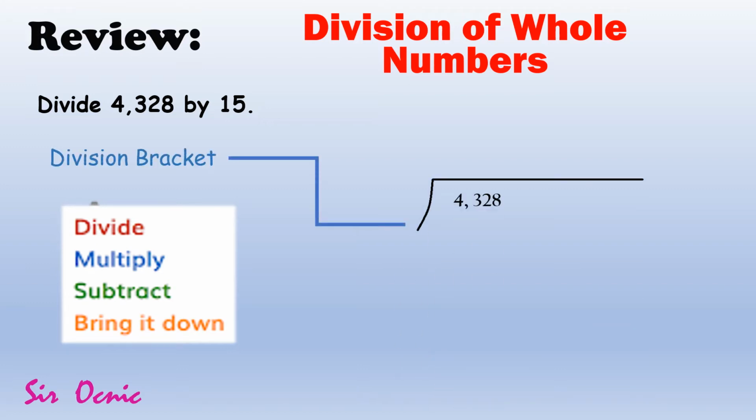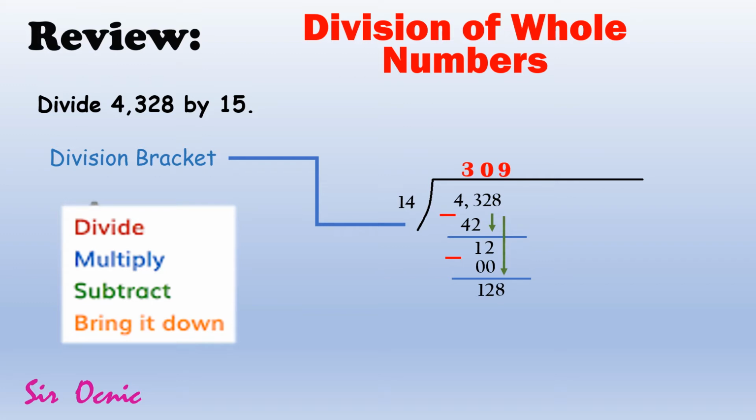To start off, we have 4,328 divided by 14. 43 divided by 14 is equal to 3. 3 times 14 is equal to 42. 43 minus 42 is equal to 1. Bring down 2. 12 divided by 14 cannot be, so we write 0. 0 times 14 is equal to 0. 12 minus 0 is equal to 12. Bring down 8.